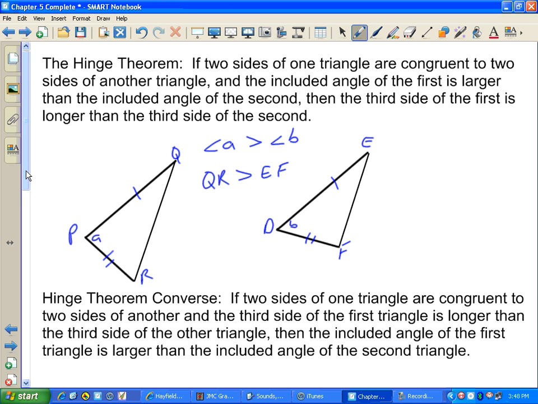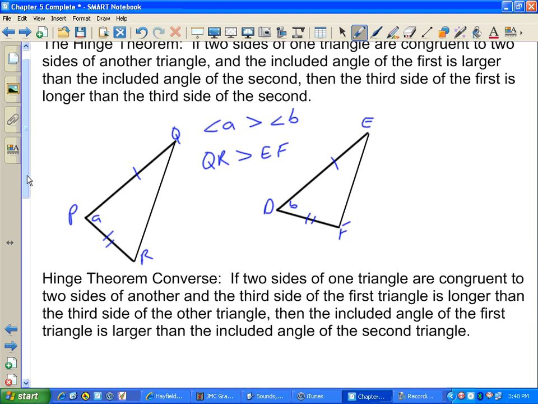We can go the other way too. We can use the converse of this, and the converse says it would go the opposite way. So if we know the lengths here, let's say this was 15 inches long and this one is only 8 inches, but we still have our two sets of congruent sides, well, since I know that QR is larger than EF, then I know that the angles across from those are going to be in the same relationship. So angle A would have to be larger than angle B.